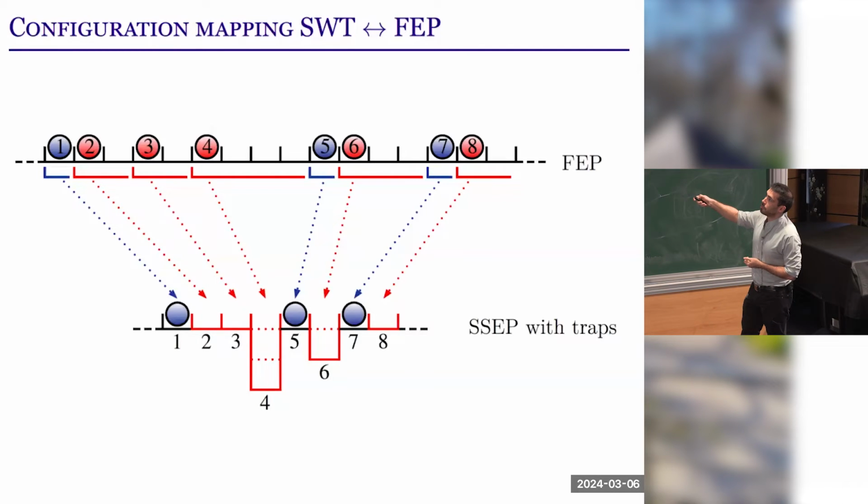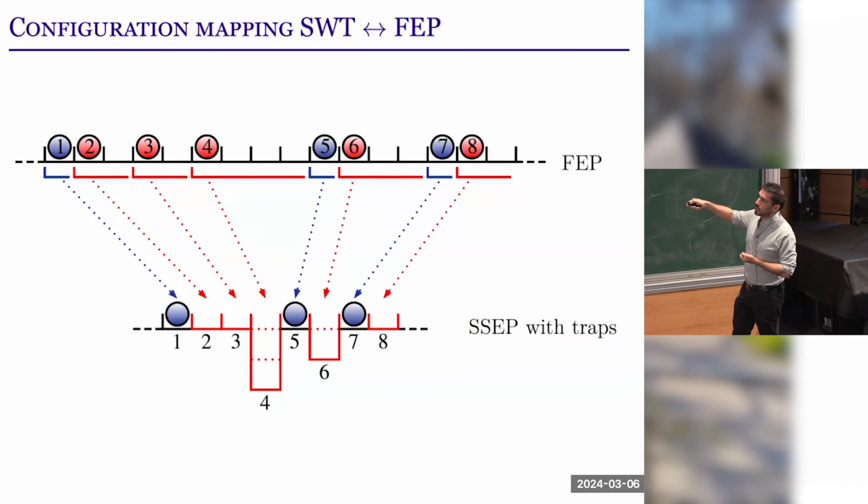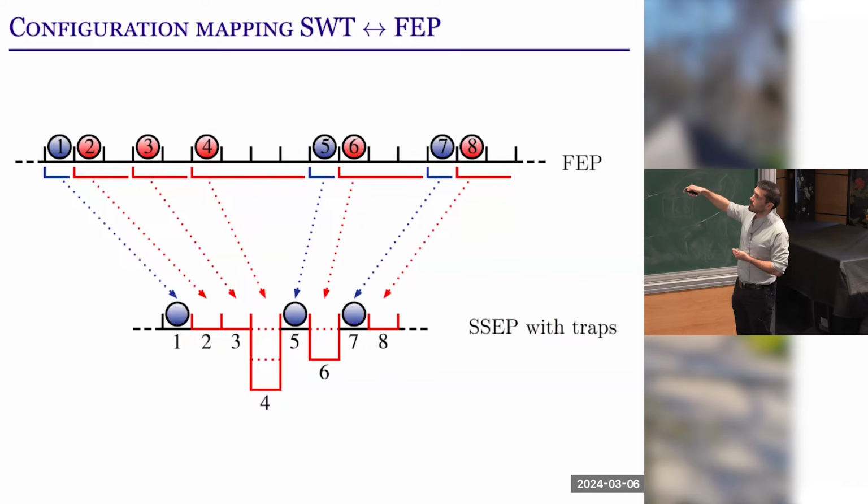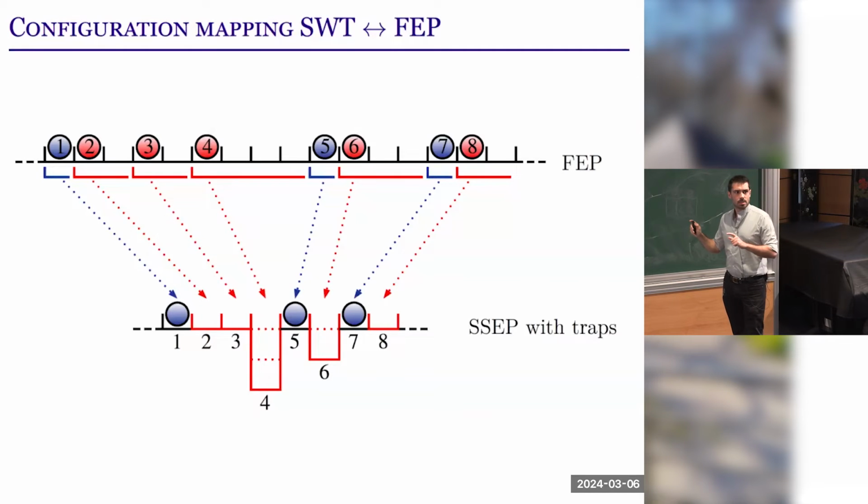So here you have your normal empty site, and then you have two extra empty sites, which means that you're going to have a trap of depth 2 in the corresponding site 4. Once again, here you have a particle that's followed by a particle, so this is a particle in the SSEP with traps. A particle followed by two empty sites is a trap of depth 1. A particle followed by a particle is a particle. And a particle followed by a single empty site is an empty site. Is this mapping clear?